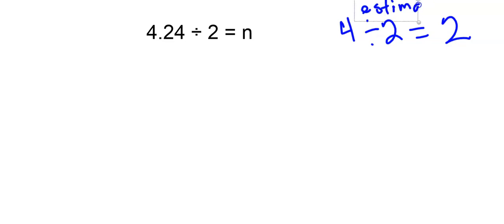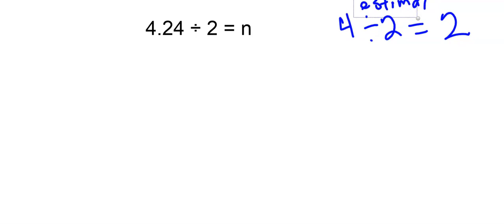So if I have 4 divided by 2, I know that's close to 2. And it's going to be a little more than that, isn't it? Because I also have the 24 hundredths. So that's going to help us when thinking about it. So that is our estimate. I have to think about what is a reasonable answer.